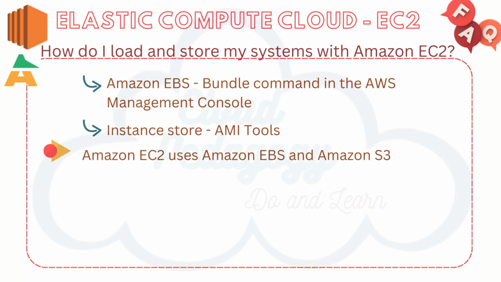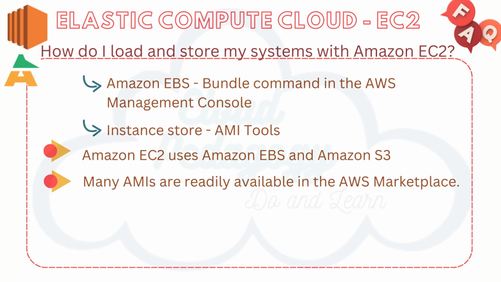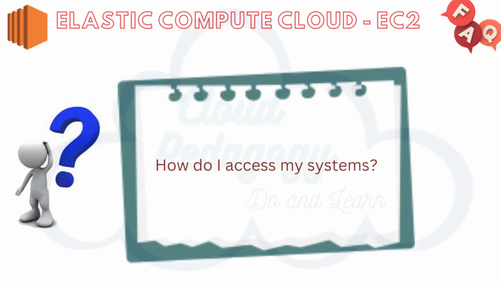Or if you want, you don't have to set up your own AMI from scratch. You can use one of a number of globally available AMIs that provide useful instances. For example, if you just want a simple Linux server, you can choose one of the standard Linux distribution AMIs. Next, how do I access my system?